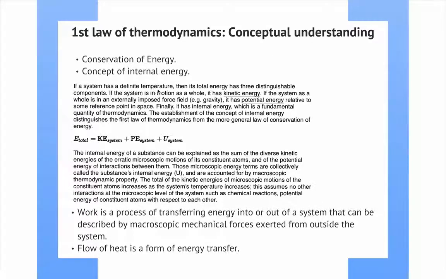If the system has a definite temperature, then its total energy has 3 distinguishable components. Okay, so energy, of course, can be in motion. If the system is in motion as a whole, it has kinetic energy. We know that. If the system as a whole is in an externally imposed force field, let's say like gravity, or it could also be electrostatic potential, right? This force field could be not only gravity, but it could also be, for instance, in a photovoltaic cell or a solar cell, you have the electric field. Any of that can result in potential energy relative to some reference point in space.